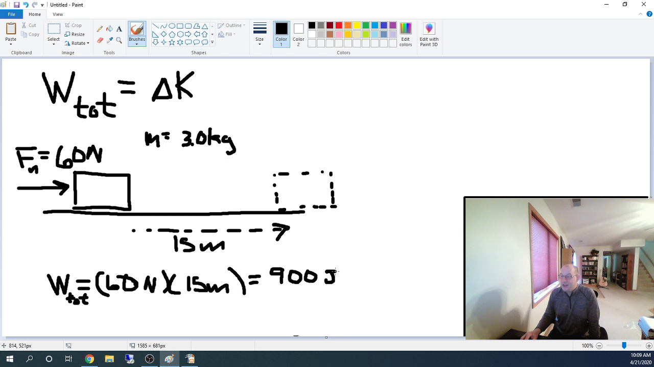And then that's actually the exact same answer. The work done from the work energy theorem, the total work done, which you calculate as 900 joules, is equal to the change in kinetic energy. So its kinetic energy goes up by 900 joules.